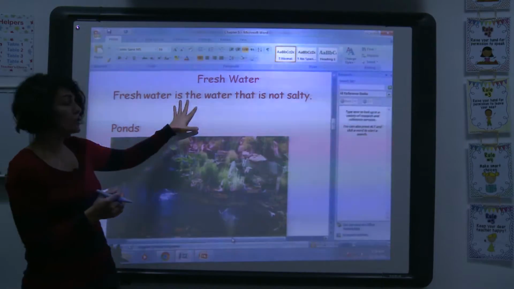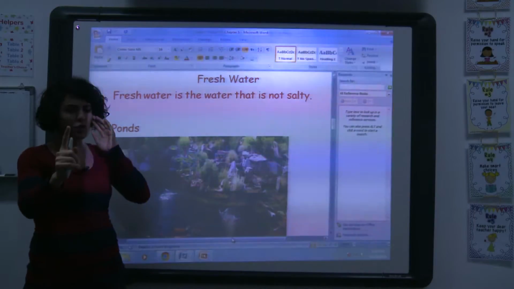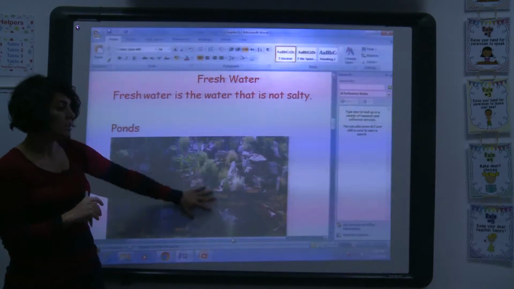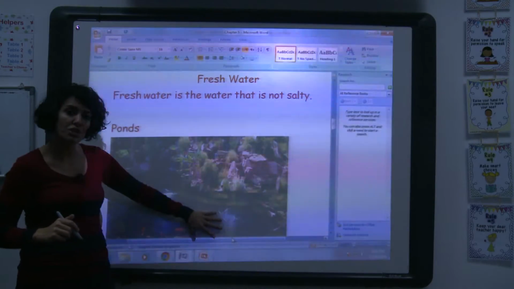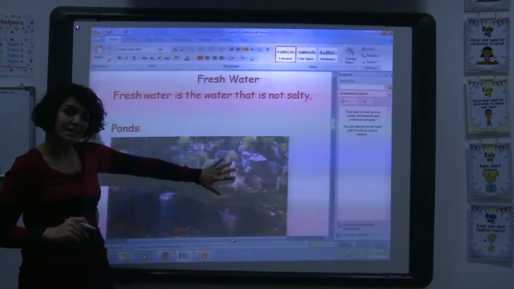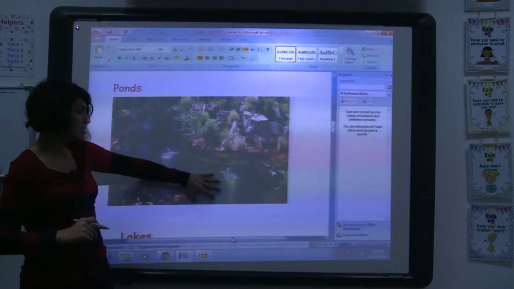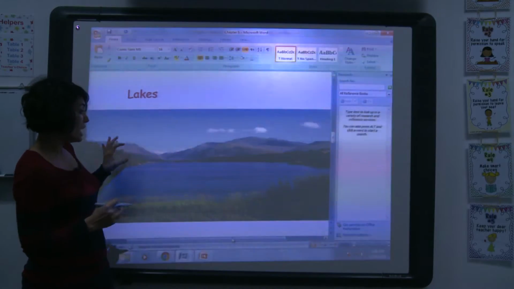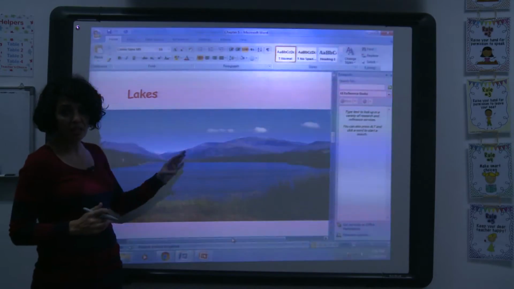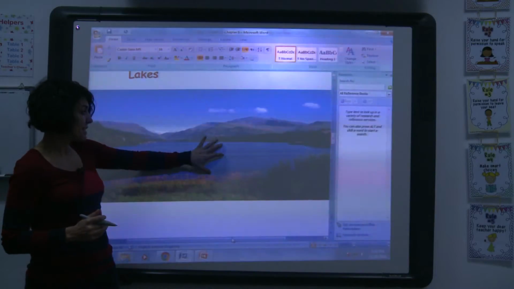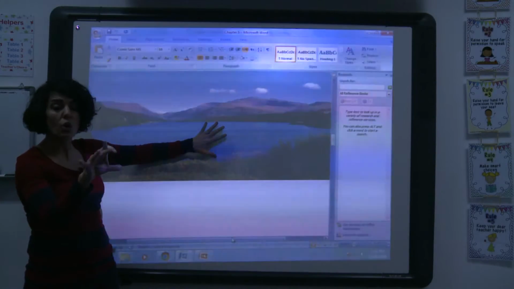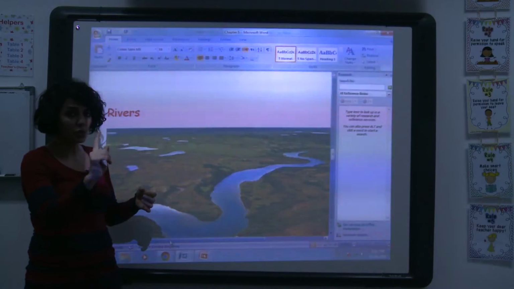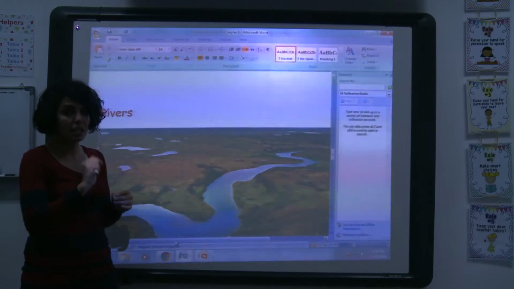Now, fresh water is the water that's not salty. What is fresh water? Fresh water is the water that is not salty. So, here is an example of the fresh water that we have on earth. Ponds are an example of fresh water. A pond is a small body of fresh water. We have discussed this before. Now, lakes also are fresh water. We have them on earth. Also, it is very important to know that fresh water is not the salty water. Fresh water may have little salt in it.